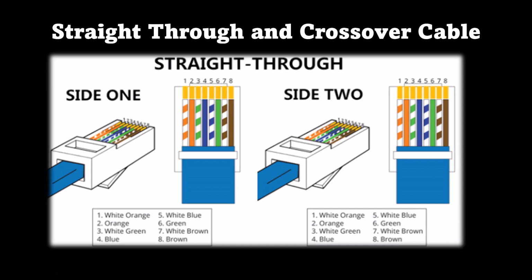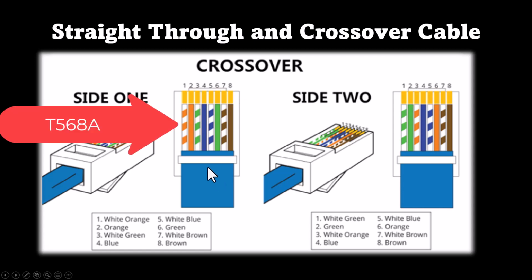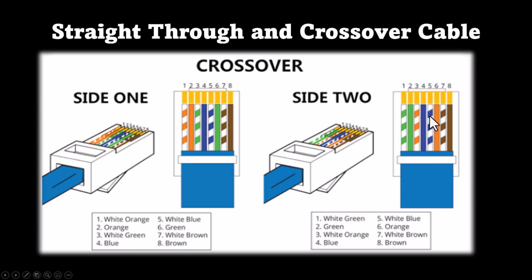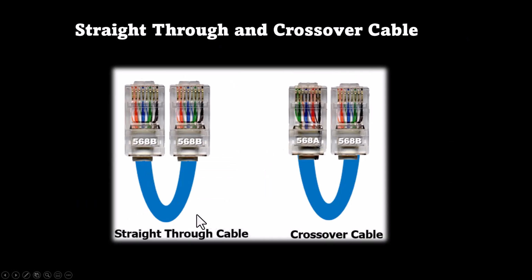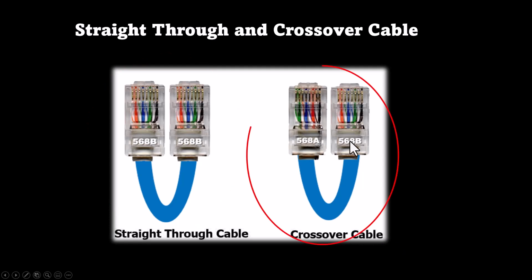In the straight through cable, both ends are configured in the same way. You can see the colors are arranged in the same way. But if you look at the crossover cable, one side is A type, one side is B type. You can see the colors are arranged in a different way. So let's go back to our first picture, and now you can see the straight through cable has both sides configured in the same coloring or pinout order. And in the crossover cable, one side is A, the other side is B.